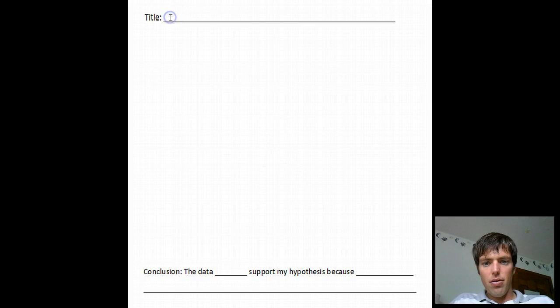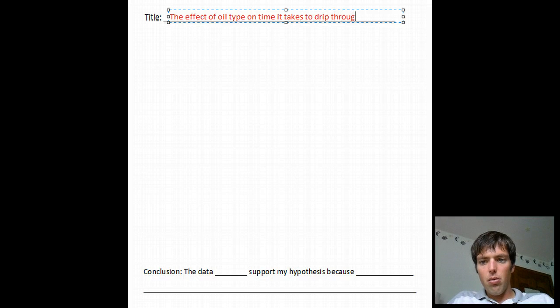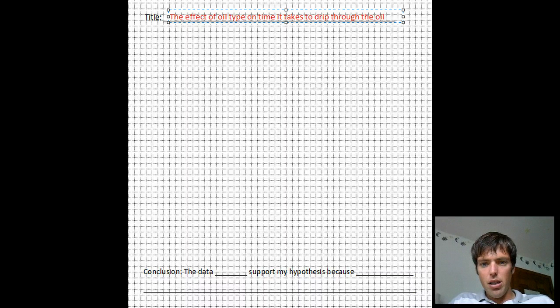I'm going to write my title in first. That's not the crazy part. There, I'm copying the title. The effect of oil type on time it takes to drip through the oil. But then, in order to graph, I'm actually going to put some grid lines on here to help me out.